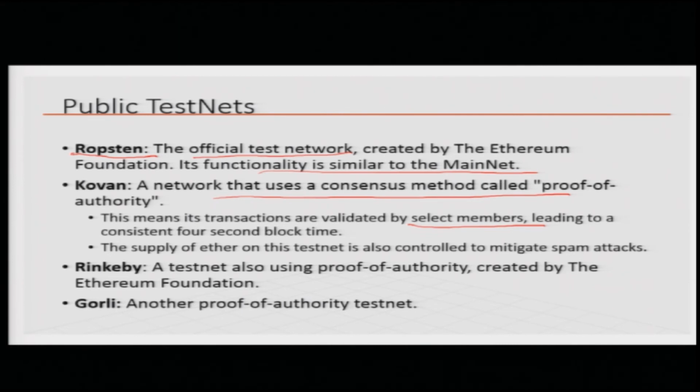Therefore, in proof of authority, since only a select few members with strong identity proofs are going to do the validation, we are going to see faster mining and faster transaction time. A 4-second block time is what we see in proof of authority type of cases. The supply of Ether on this net is also controlled to mitigate spam attacks. So this is another thing that is different from Ropsten, other than the consensus mechanism.